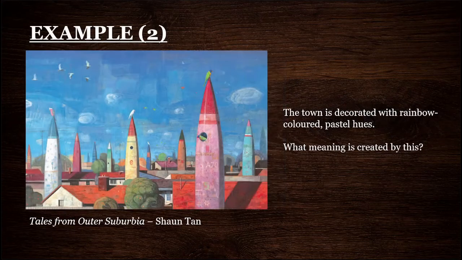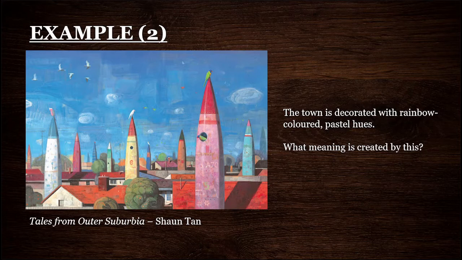Okay, let's have a look at this. So this is the second example, and it's quite the opposite, right? We get a town that's decorated with rainbow-colored pastel hues. First of all, it's rainbow-colored, so it's not dull or boring. It's quite energetic, and quite positive. The feeling that you get is a lot more positive than the other image. So you can talk about how perhaps this town is quite cheerful, it's quite welcoming, because of the rainbow colors. Maybe it's very accepting of diversity, right?